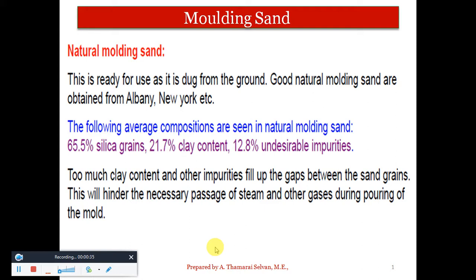Too much clay content and other impurities will fill up the gaps between the sand grains. So proper binding or good binding takes place, which helps in a good molding process and products of good finish. And this will hinder the necessary passage of the steam and other gases during pouring of the metal.